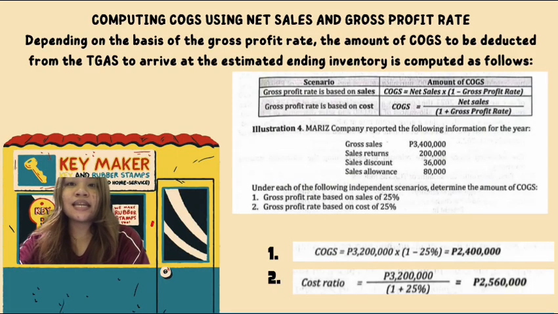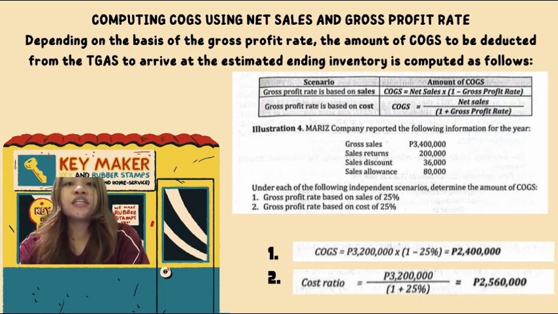Computing COGS using net sales and gross profit rate. It depends on the basis of the gross profit rate, in which the amount of COGS is to be deducted from the TIGAS to arrive at the estimated ending inventory. So it is computed as follows. Scenario 1, gross profit rate is based on sales.